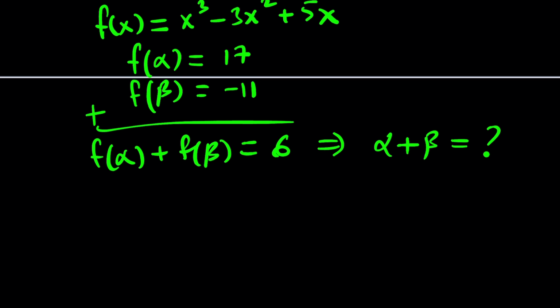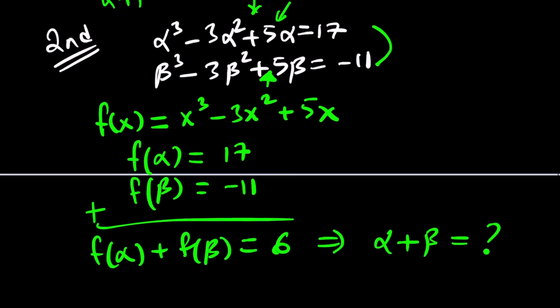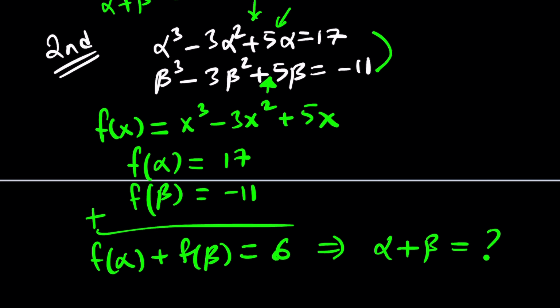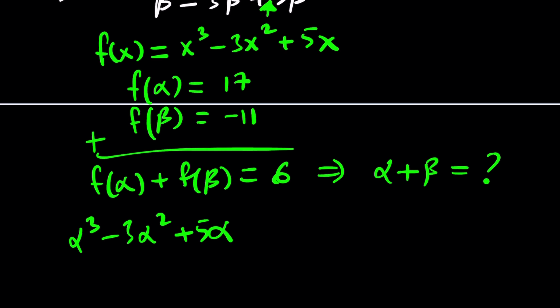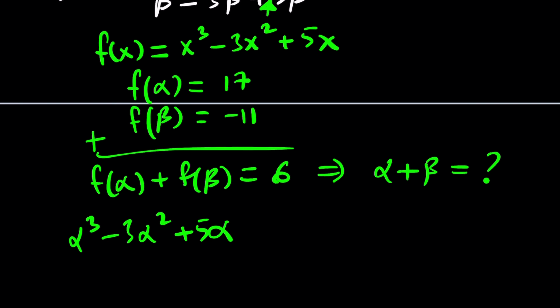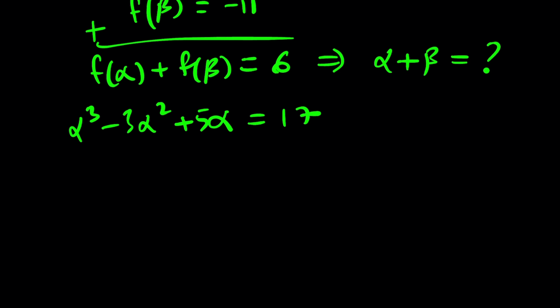Now, let's go ahead and see how we can use this information to find alpha plus beta. We're going to take this expression, f of alpha, and try to do something with it. Let's start with alpha cubed minus 3 alpha squared plus 5 alpha. Then we can bring down the 17 from it, but let's just leave it like this for now. Similarly, we're going to do the same thing with beta, but let's just do this for alpha first.